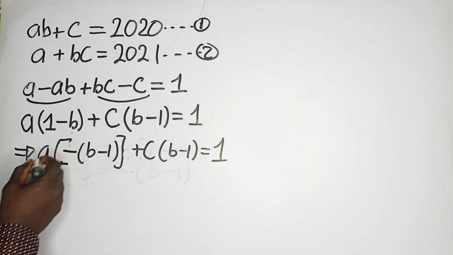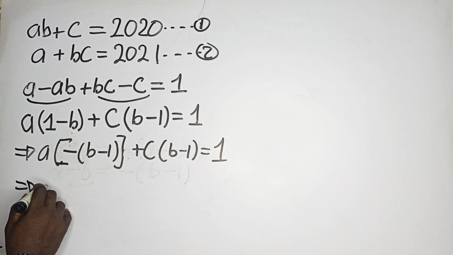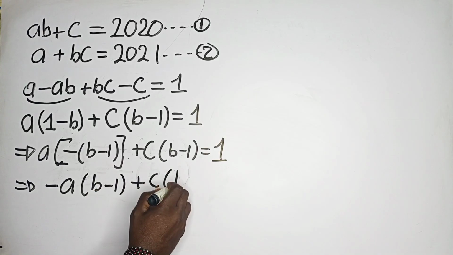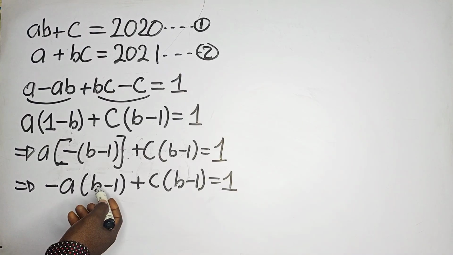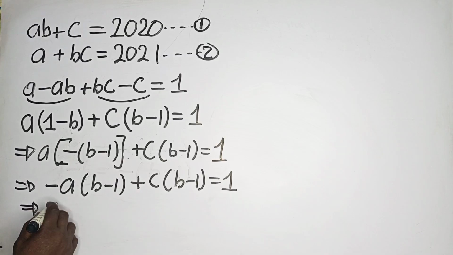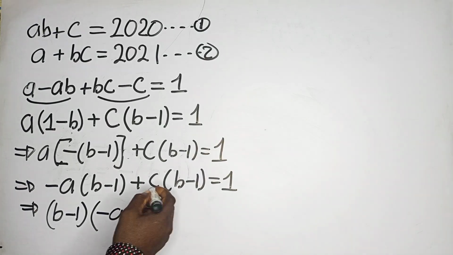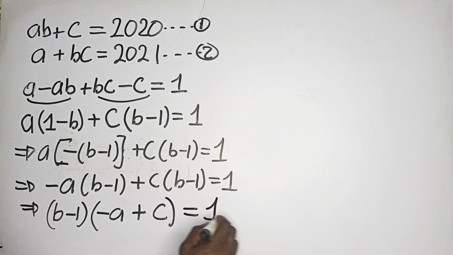Let's open this parenthesis. The negative comes out, so it becomes negative a into b minus 1 plus c into b minus 1 is equal to 1. Now we have b minus 1 common, here and here. We go ahead and factorize out b minus 1. When we remove b minus 1 from here, we have negative a, and when we remove it from here, we have positive c. So b minus 1 times c minus a is equal to 1.